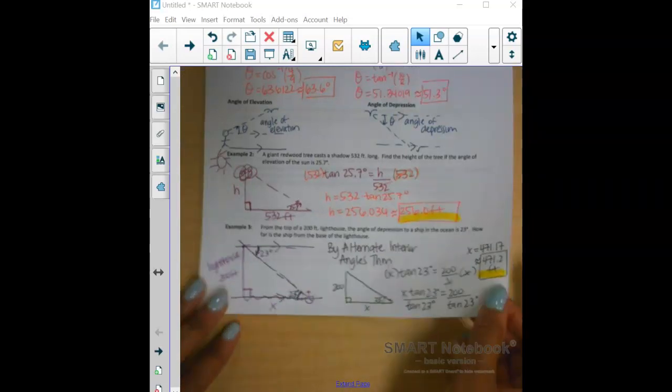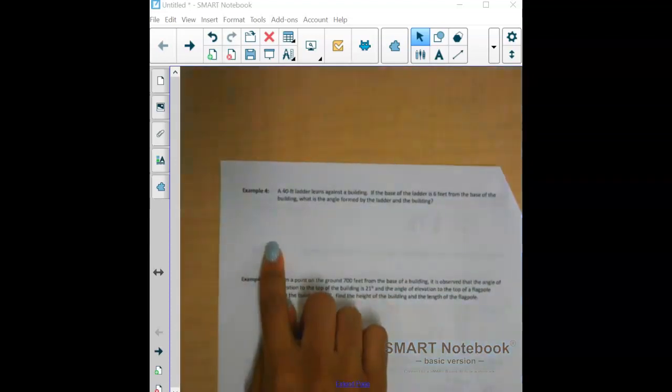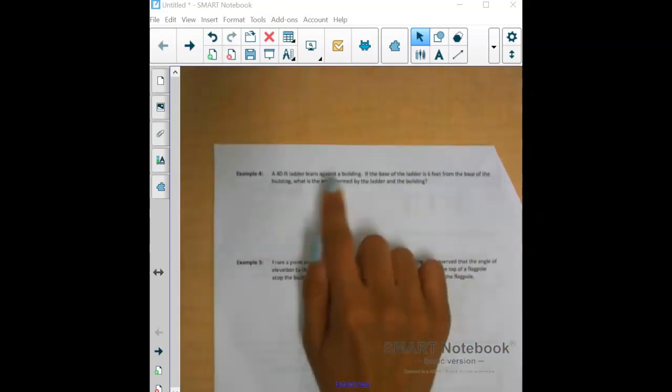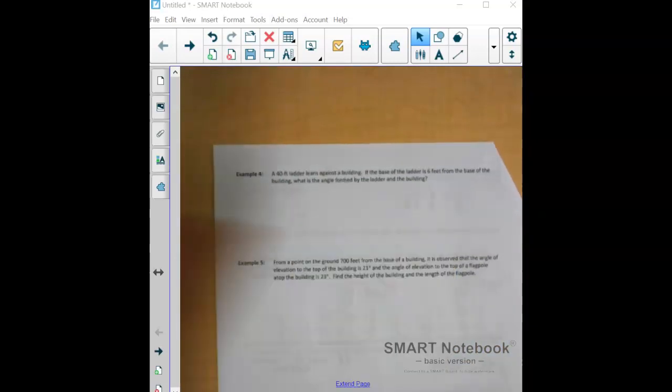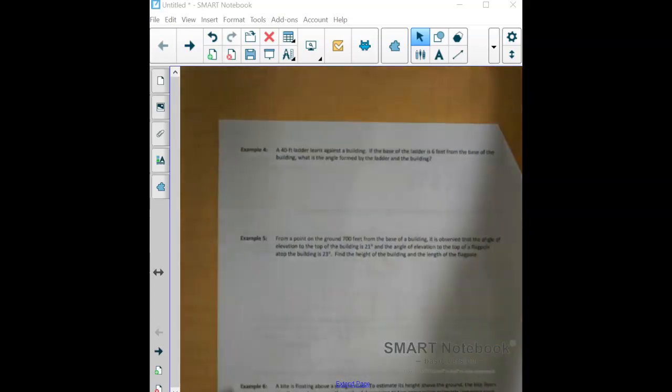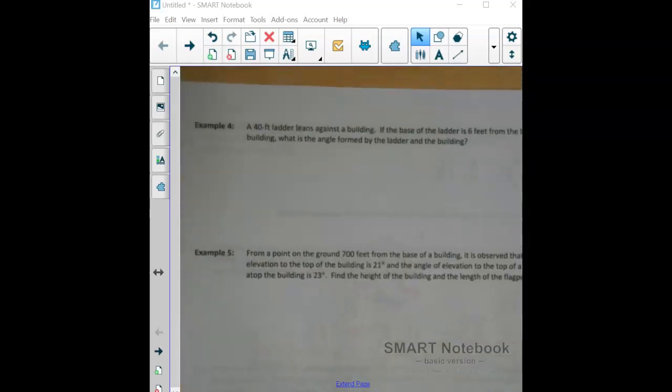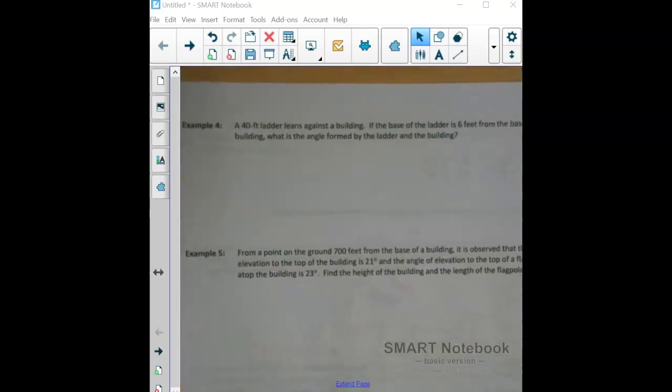Okay, so I'm going to have you guys do a similar thing. So flip it over. We're going to look at question 4. Question 4 is probably the easiest out of this whole page. So you guys can solve question 4, and it's asking you to find an angle. We just talked about how to find the inverse. You guys set this up and solve. You have a brain. You have somebody next to you. You have a question, ask them. A 40-foot ladder leans against a building. If the base of the ladder is 6 feet from the base of the building, what is the angle formed by the ladder and the building? Draw it out, see what you get.